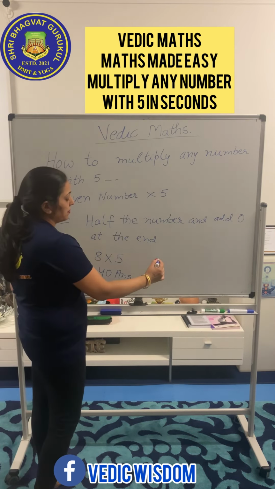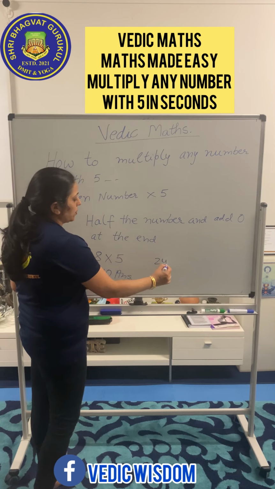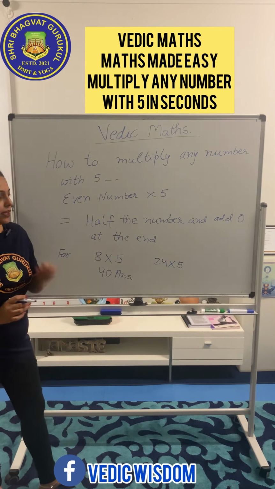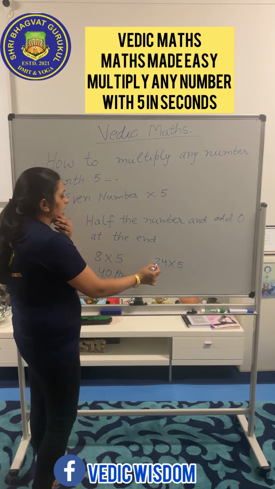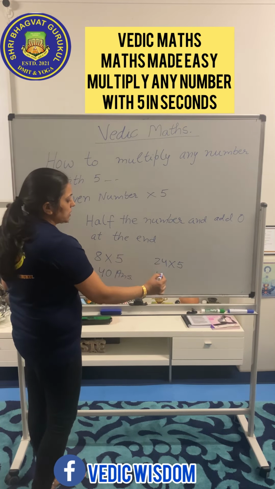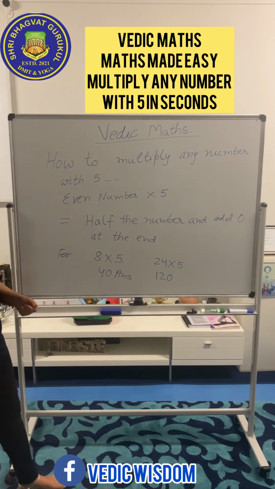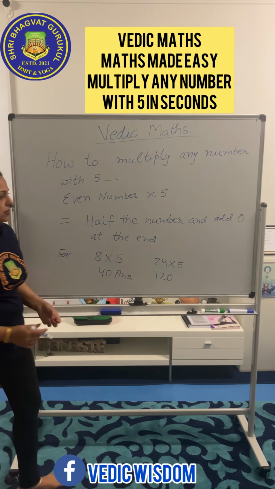So let's take another even number. For example, we have number 24 multiplied by 5. So what is the half of 24? Simply we will first take the half of 2. 2's half is 1. 4's half is 2. And then you add 0 with it. Easy.